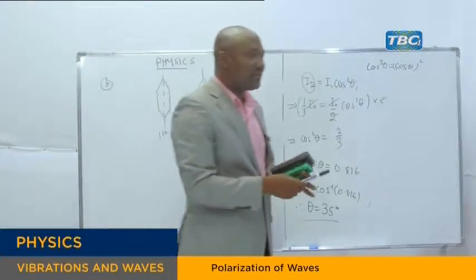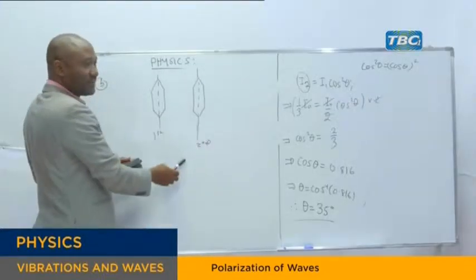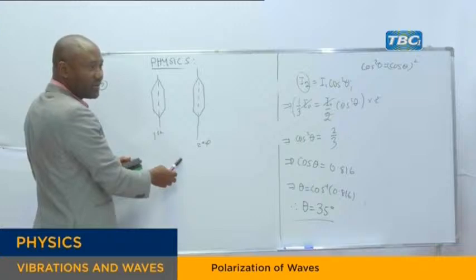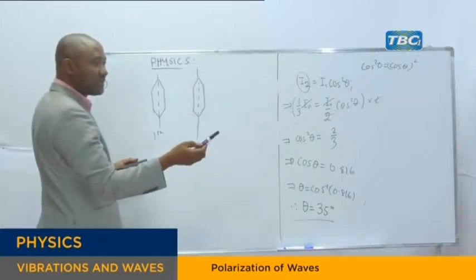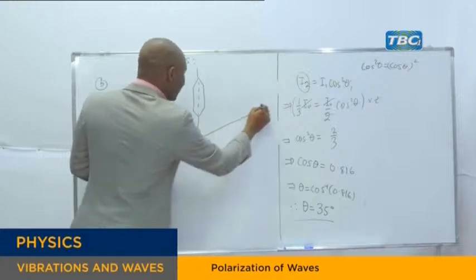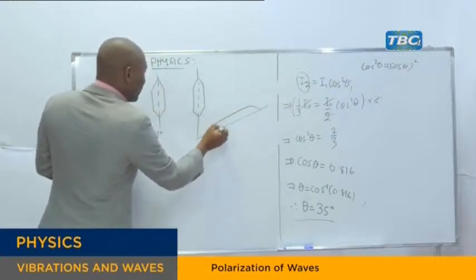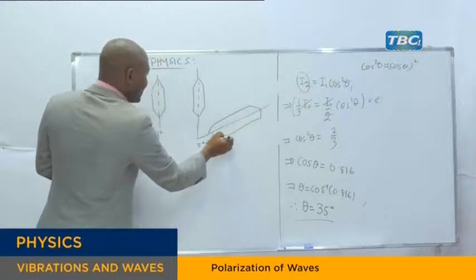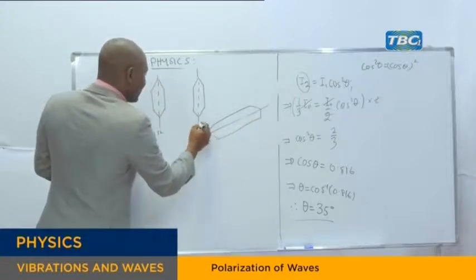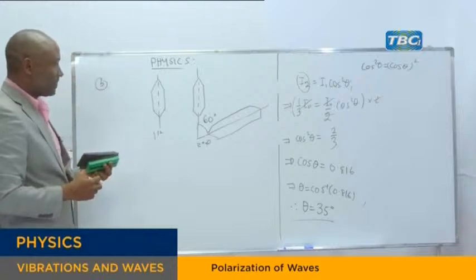Now, the third polaroid is placed after the second. Okay, the third one is after this. How is it now placed? It makes 60 degrees with it. So you have another polaroid here, which is now making an angle of 60 degrees with this one, the second.